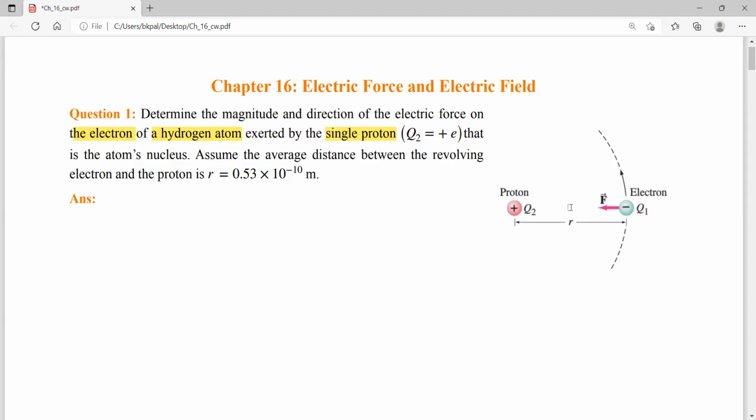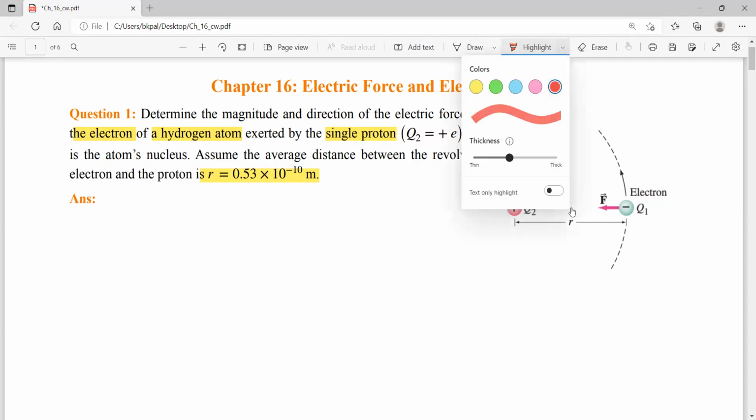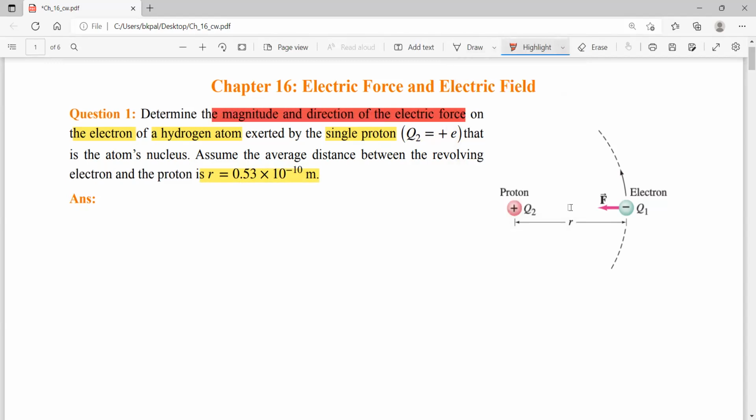Okay, and if you remember from the lecture, the radius of an atom is approximately 10 to the power minus 10 meter. So for this one, let's use this as the distance between the proton and the electron. So we are given the charges, and we are given the separation between the two charges. We have to calculate the force, the magnitude and the direction of the electric force.